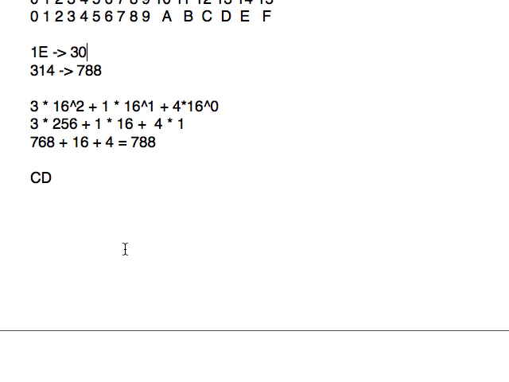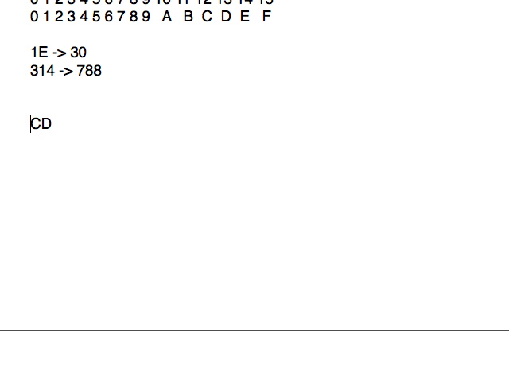Okay, CD is our next one. I'm going to go ahead and get rid of the work here and make room. Pause the video and write that down if you need to. Okay, CD, another smallish number, so you need to write this out in long format. That would be C times 16 raised to the 1 plus D times 16 raised to the 0.